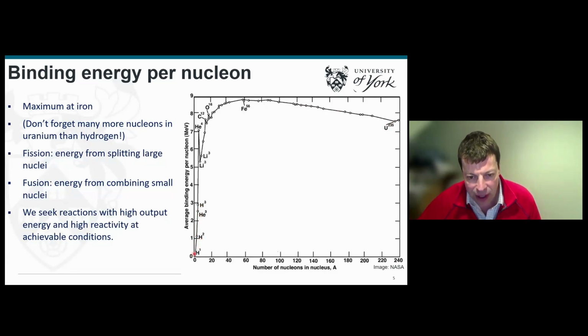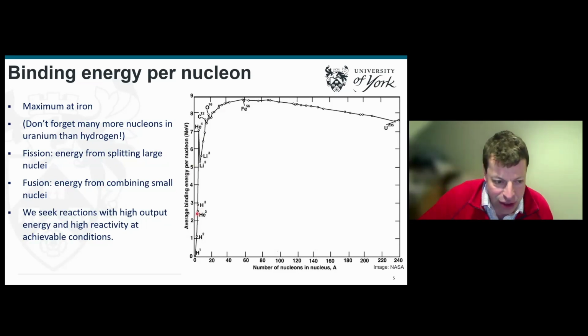So here we've got various flavors of hydrogen, helium, lithium, some more helium. So here's common organic helium, if you like, carbon, oxygen. And there's a minimum around iron. So you can't get energy out either by splitting iron or sticking it together. So we do fission going from right to left and fusion going from left to right. And so what is fusion? Fusion is about getting energy from combining small nuclei.